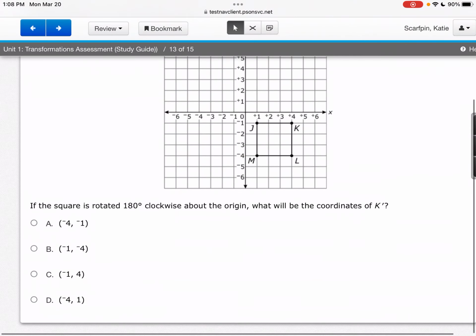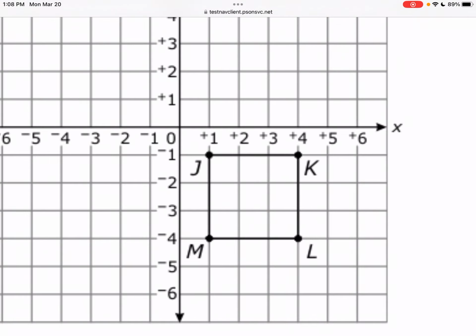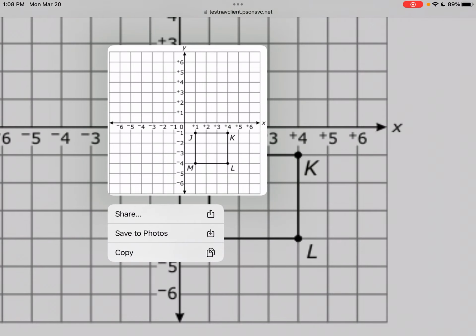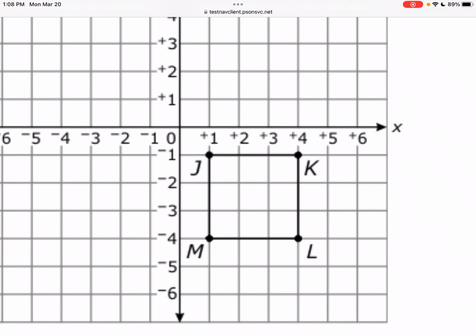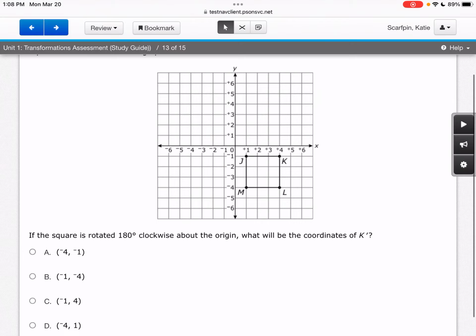Okay, you're rotating your square 180 degrees around what will be the coordinates for K. So if I rotate 180 degrees, all I'm doing is making the points negative, or taking the opposite. So I've got +4, -1. So now I've got -4, +1.